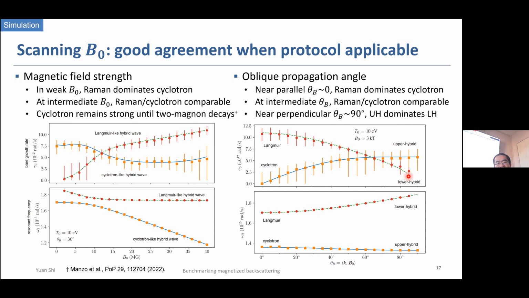And an intuitive way of understanding that is the Langmuir wave has dominantly charge fluctuations. The electron has a large part to it. But once you become a lower hybrid wave, ions become a major part of it. So ions are much heavier. So if you want to couple through the ions, the coupling is weaker because of the heavier mass, essentially.